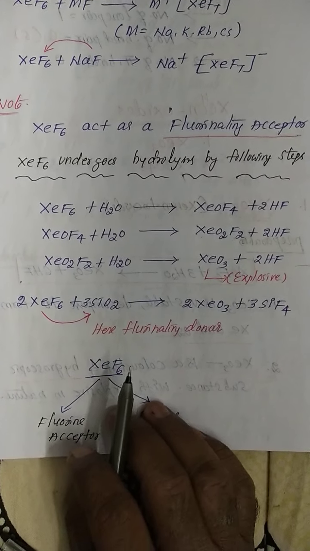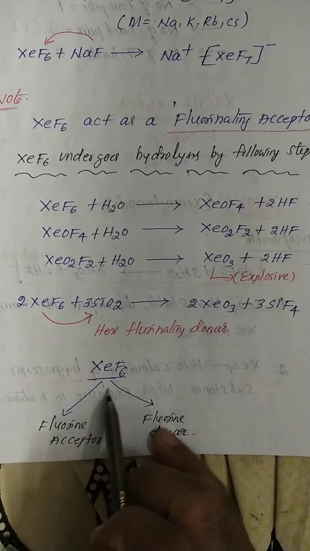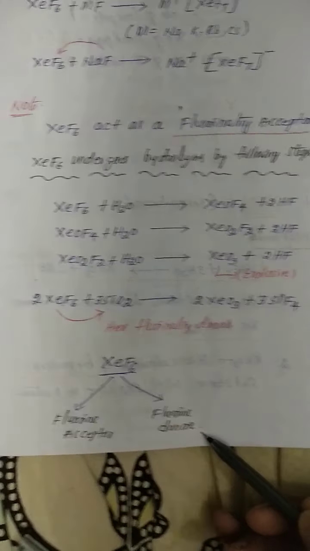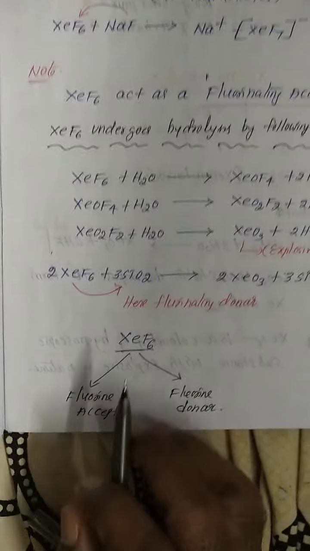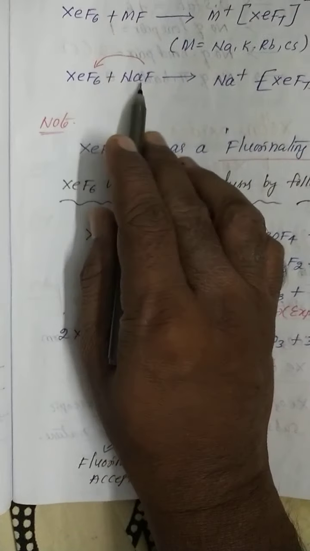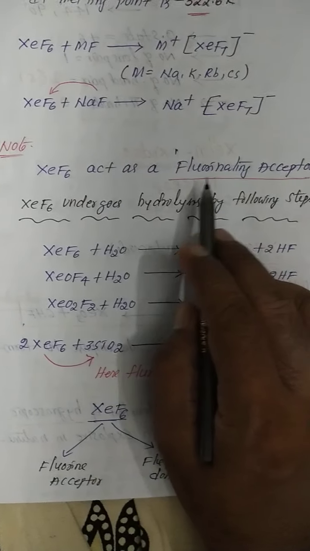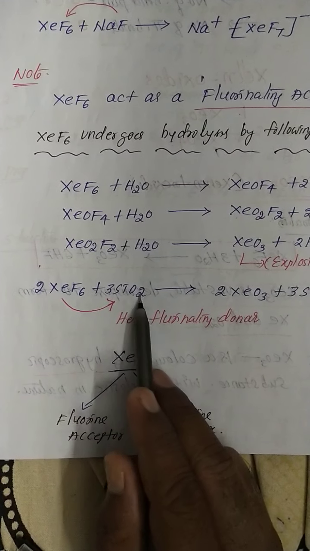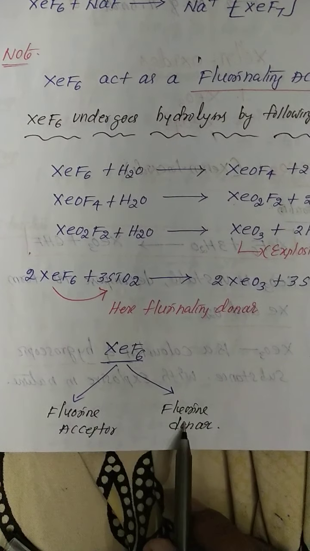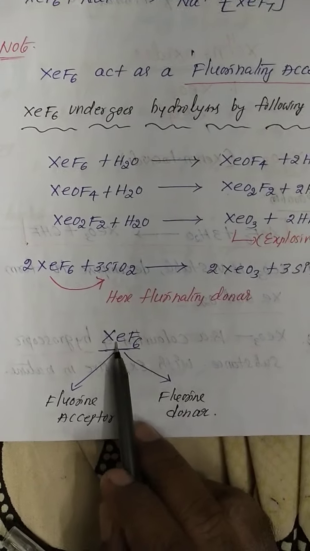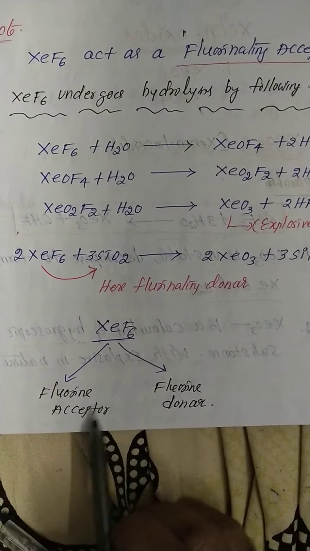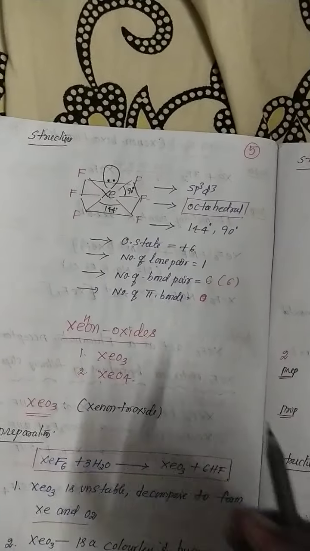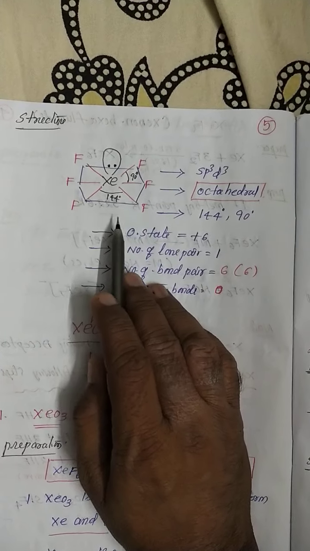Important key point, my dear students: xenon hexafluoride acts in two characters, fluorinating acceptor and fluorinating donor. So both acceptor and donor. When xenon hexafluoride reacts with a metal fluoride, it acts as a fluorinating acceptor. But when xenon hexafluoride reacts with non-metal oxides, it acts as a fluorinating donor. So that's why xenon hexafluoride is a fluorinating acceptor as well as a fluorinating donor. Is it clear?